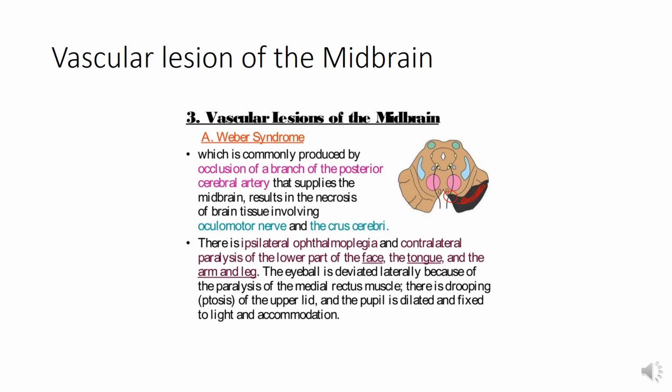Ophthalmoplegia means paralysis or weakness of the eyeball movement, and contralateral paralysis of the lower part of the face, the tongue, and the arm and the leg. The eyeball is deviated laterally because of paralysis of the medial rectus muscle, and there is drooping of the upper eyelid known as ptosis, and the pupil is dilated and fixed to light and accommodation.